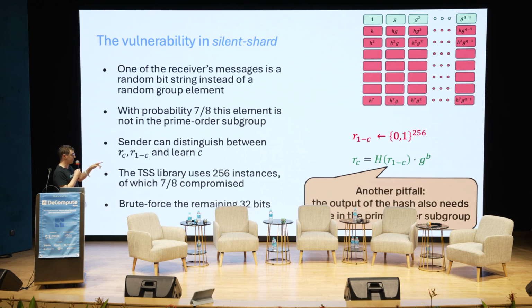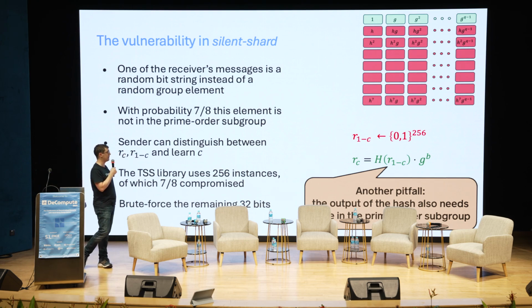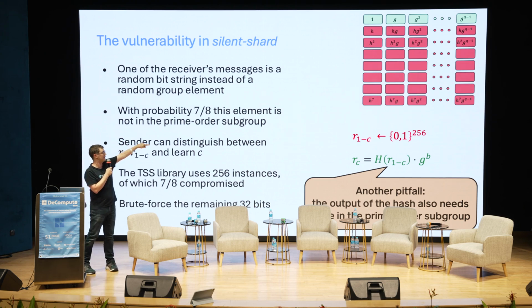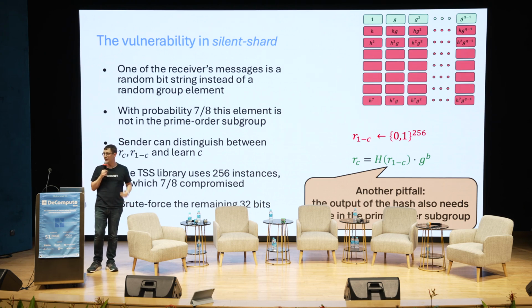I should say there's another pitfall here that actually wasn't needed to exploit that one, but it's not sufficient to sample R1 minus C correctly. You also need to make sure that when you hash it, you also hash to the correct subgroup, and then do the multiplication correctly. So everything here needs to be within the prime order subgroup, such that the resulting elements will be correct. Because if you only fix the first bug, then R1 minus C, for example, will be a random group element.